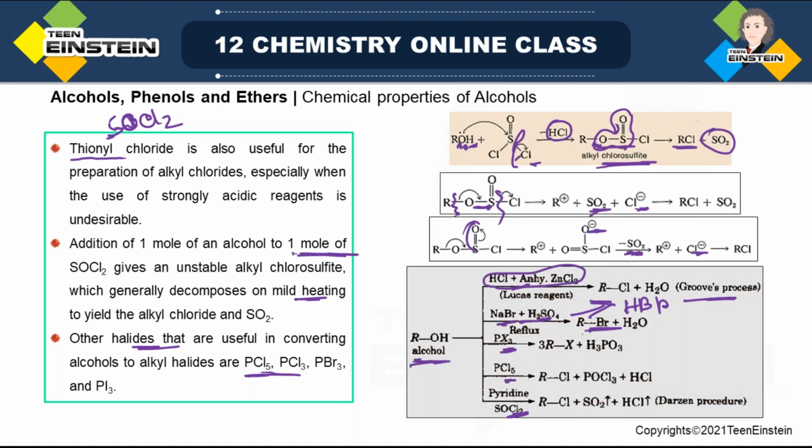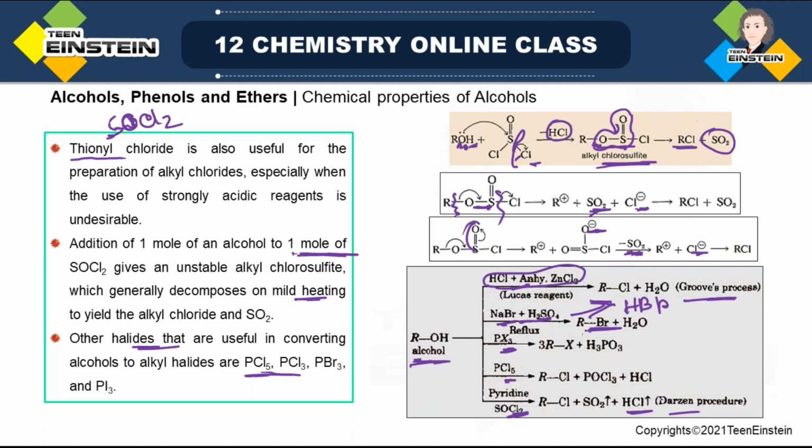Now the reason why it is used is that the byproduct is HCl, and pyridine will consume this HCl, because pyridine is basic in nature. So base will react with acid. Now if HCl is consumed, according to Le Chatelier's principle the equilibrium will be shifted towards the right hand side, because the concentration of one of the byproducts is decreasing as it reacts with pyridine. So more RCl will be produced from ROH. That is the purpose of using pyridine. This process is also known as Darzens' procedure.